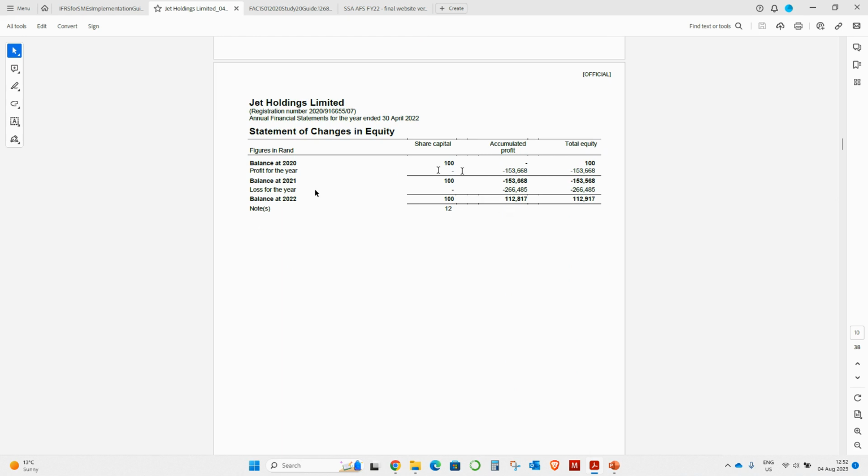Basically, what goes in here again, it's your share capital as well as your accumulated profit or loss, whatever that the owner used to start a company with, plus the profit that he has made so far. It's as simple as that. That's what goes in here.